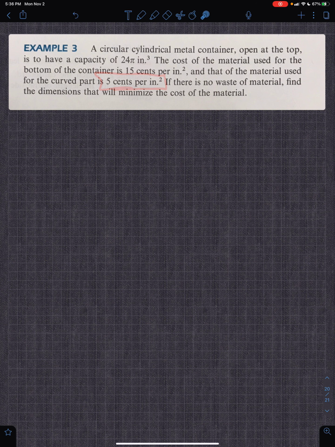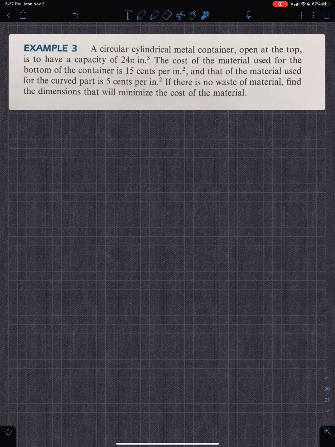Okay, so it's different. Basically the bottom costs more. Maybe it's more difficult to make the bottom of the container. It's a cylindrical metal cylinder, so it's going to look like a Coke can. But the bottom is more tough to make for some reason. Maybe it's thicker. Who knows? And that the material used for the curve, if there is no waste of material. Okay, so fine. Find the dimensions that will minimize the cost of the material.